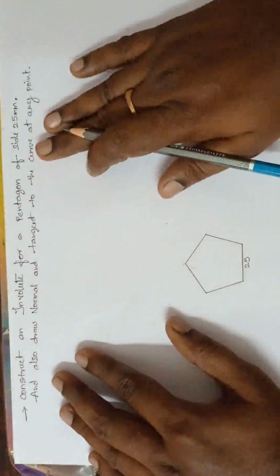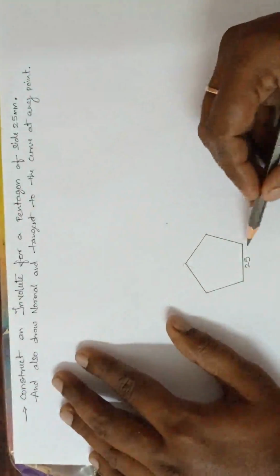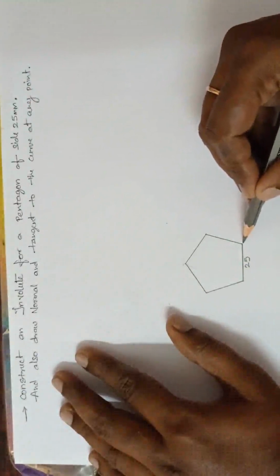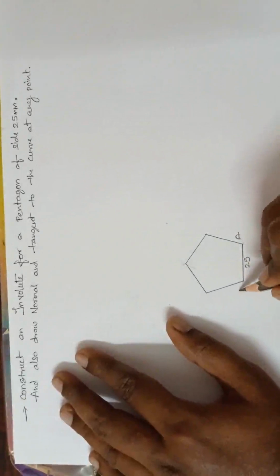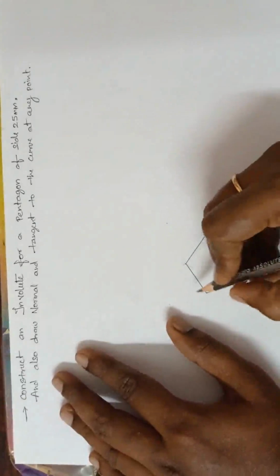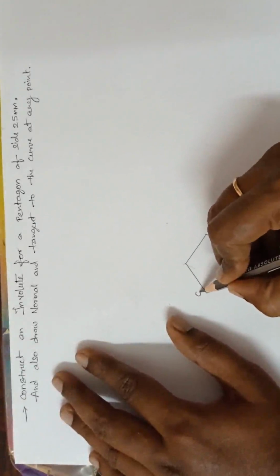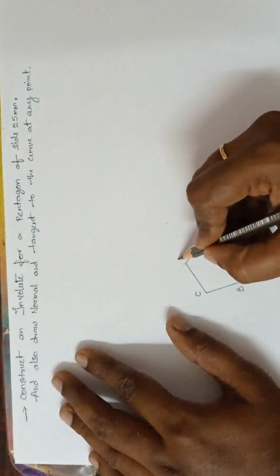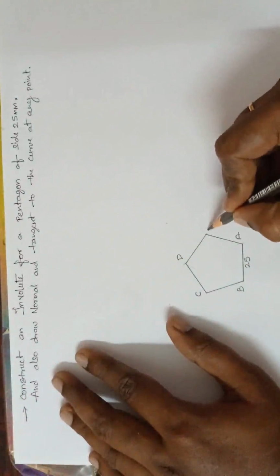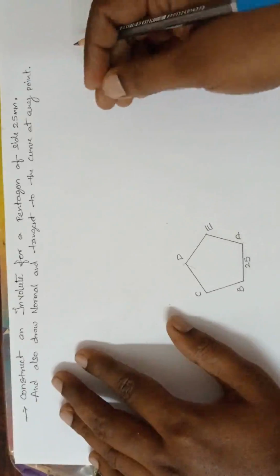That's it. Now from the bottom right corner, I'll start the naming. This is A, this is B. In clockwise direction I'm writing, and the alphabets I write should be bold. This is C, D and E. Pentagon, 5 sides, so it came to E.